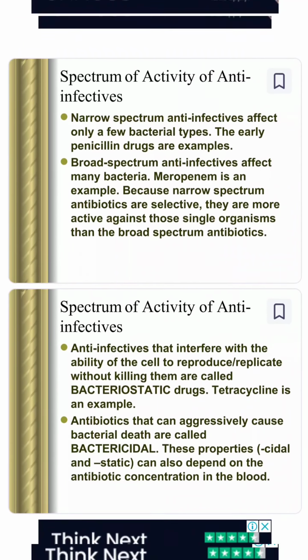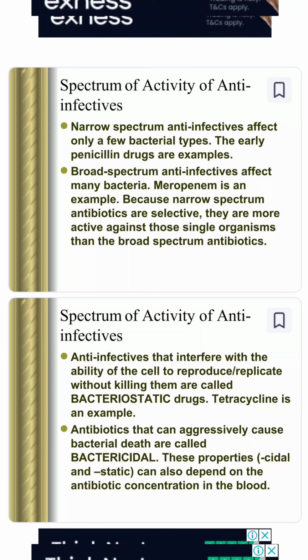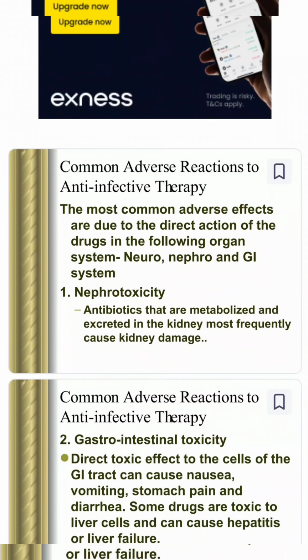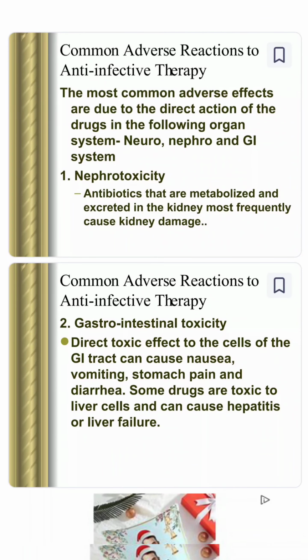Spectrum of activity of anti-infectives. Narrow spectrum anti-infectives affect only a few bacterial types. The early penicillin drugs are an example. Broad spectrum anti-infectives affect many bacteria. Meropenem is an example. Because narrow spectrum antibiotics are selective, they are more active against those single organisms than the broad spectrum antibiotics.